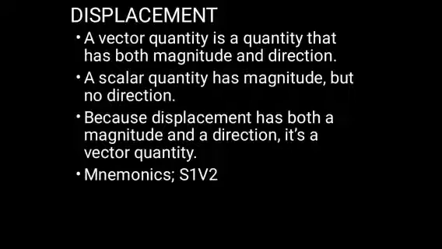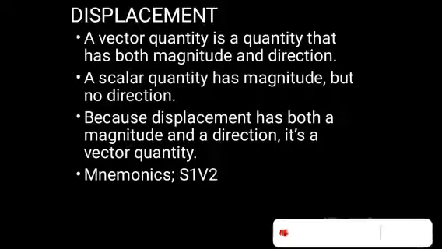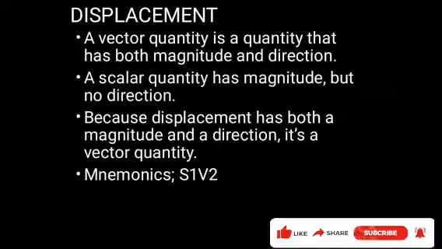The mnemonic, not to make this complicated and to avoid you mixing it up, is S1 V2. In alphabetical order, S comes before V, so definitely S will carry 1 while V will carry 2. The 1 and 2 mean: 1 means only one magnitude, while 2 means both magnitude and direction. S means scalar quantity, while V means vector quantity.